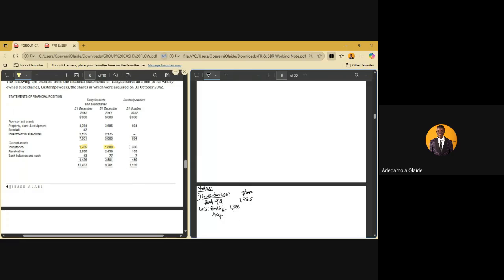So they gave us the value of the asset on the date of acquisition to be 306. So with this, we'll add this to be how much? 1694. We take out 1694 from this. What do we have? We have an increase in our inventories. By how much?